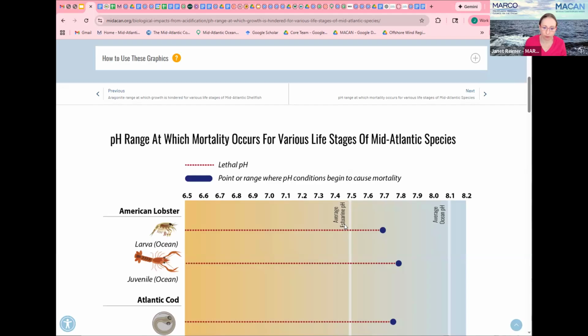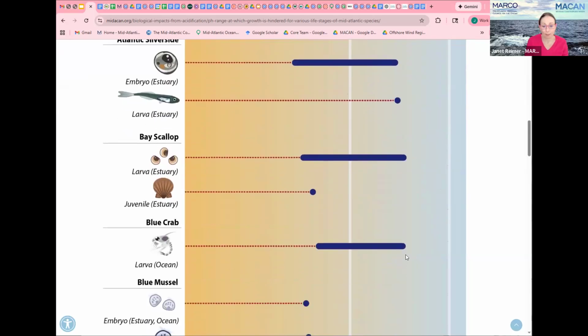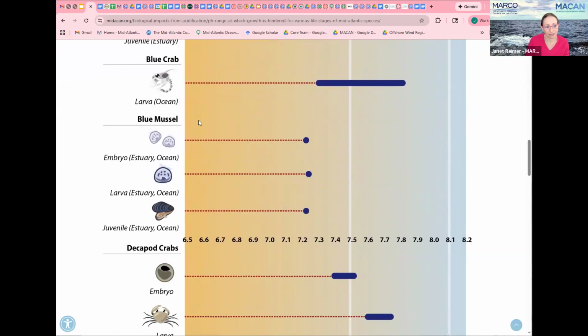And just kind of for reference, we put in the average estuarine pH range so you can understand that, yes, these species likely do experience some natural low pH, but in laboratory studies, any extended period of time at a 7.7 pH or lower, mortality has been recorded. So we have American lobster, Atlantic cod, Atlantic silverside, bay scallops, blue crab, blue mussel. And you can see for the blue mussel, we have embryo stage, larval stage, and juvenile stage.